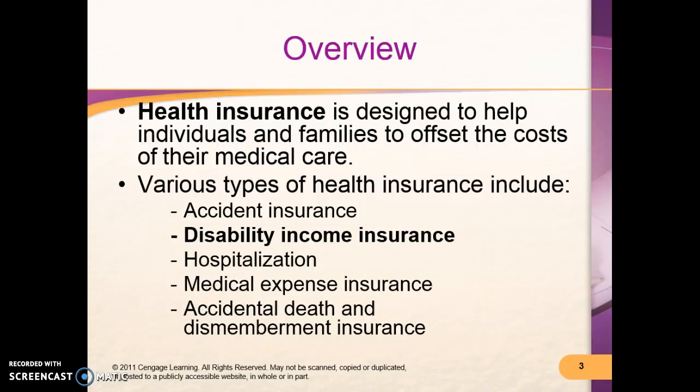So the health insurance is what we use to offset the costs of your medical care. So we can be talking about private health insurance. We can be talking about government-funded health insurance. Maybe we're talking about disability. All of those things fall into this bucket. So it's really important that we understand all of these types of insurance and how to process them.